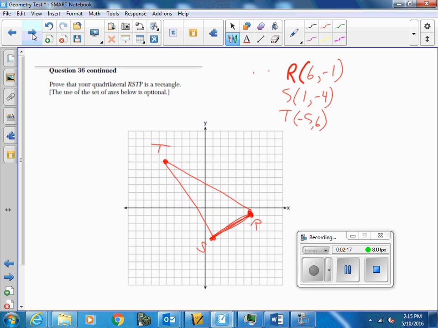So how can we prove that this is a right triangle? I want you to think about what a right triangle has. It has at least, or only, one right angle, a 90-degree angle. So how, based on this grid, can we show that there is a 90-degree angle? I want you to think about that for a second.